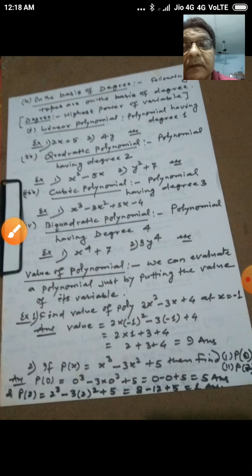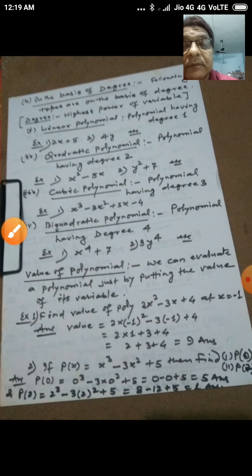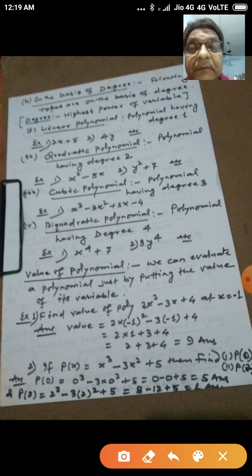So see student, the value of variable present is here given that value of x is minus 1, and on that basis we have to evaluate this polynomial. So nothing is only to put the given value of x in the polynomial, we will get the answer, and that is we will get the value of polynomial.